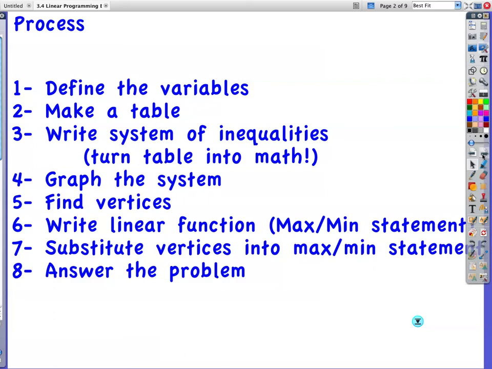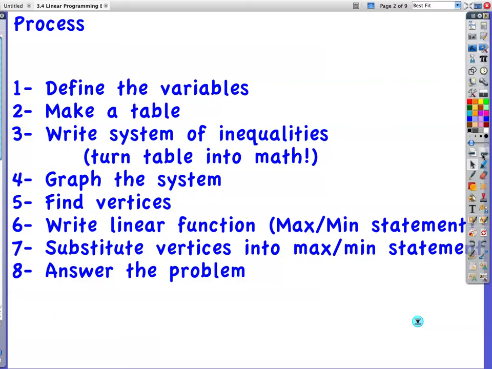I have to be honest with you. Sometimes I make a table and then I define the variables because sometimes it's easier once you have it laid out in a table. Step 3, write a system of inequalities. Basically, you take that table and you turn it into math. Number 4, you graph the system. 5, you find the vertices.